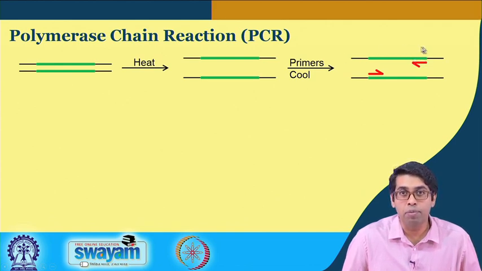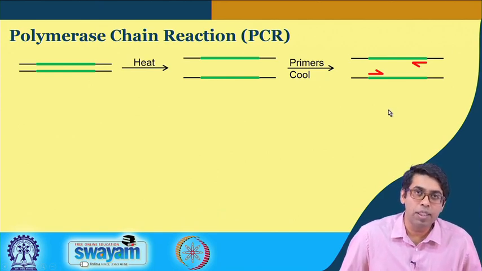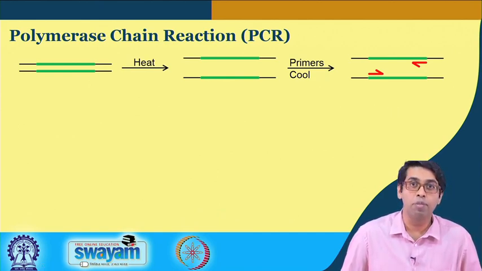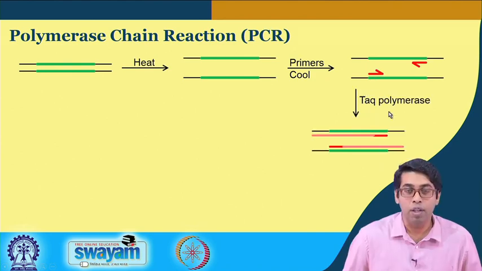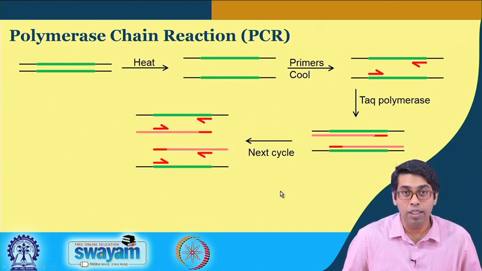Again, this is 5 prime to 3 prime, and this is 5 prime to 3 prime. So, these primers are complementary to these two strands, and they typically have a length of 20 to 40 base pairs. The primers are added in much more excess compared to the target DNA. So, they will bind there. Now, the polymerase comes into action and it will extend these two in the 5 prime to 3 prime direction. So, you see that when this extends, it goes beyond the end point of our gene. Then again you repeat this cycle.